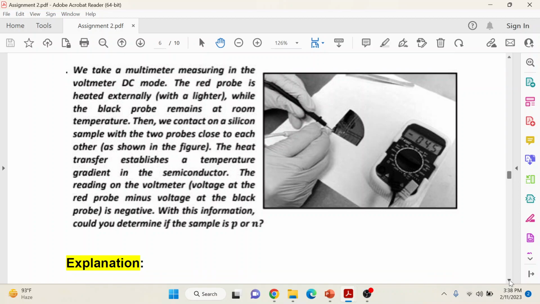We know what are N type semiconductors and what are P type semiconductors. Now we have all this information: there is a voltmeter in DC mode, the red probe is heated externally, and the black probe is at room temperature, and it is in contact with a silicon sample with two probes close to each other. The heat transfer establishes a temperature gradient in the semiconductor, and the reading on the voltmeter is negative. With this information, can we really determine if the sample is P or N?